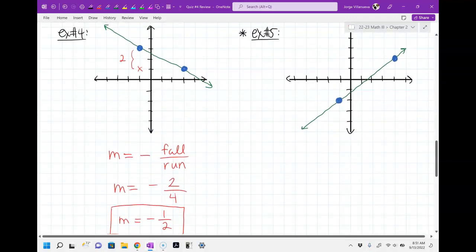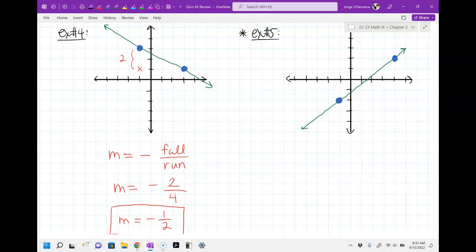All right, for example number 5. I have a point right here on the bottom left, a point to the top right. The graph is going up, so is this a positive or a negative slope? Positive, so m is equal to rise over run.